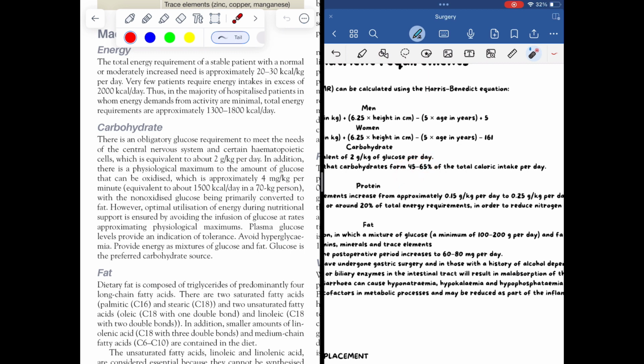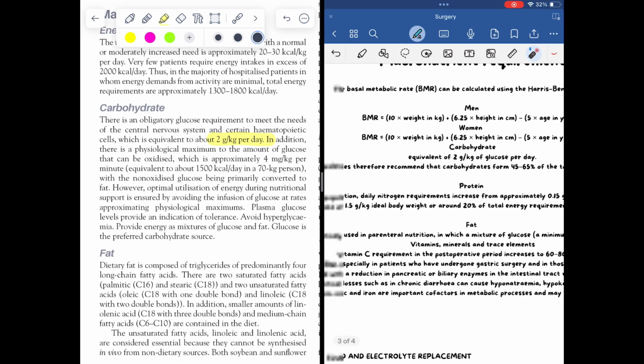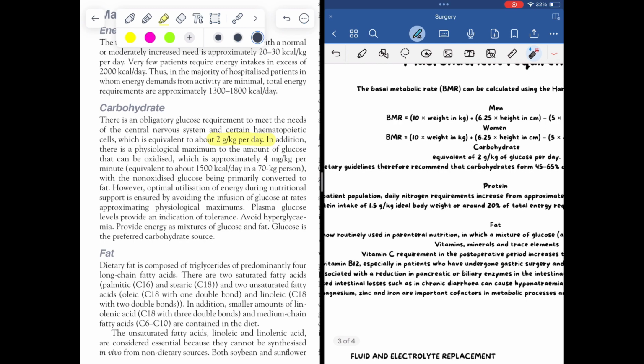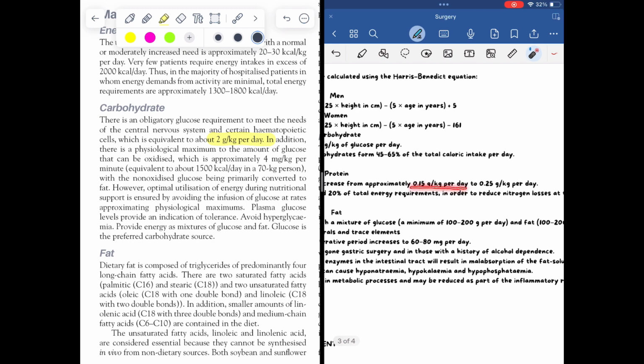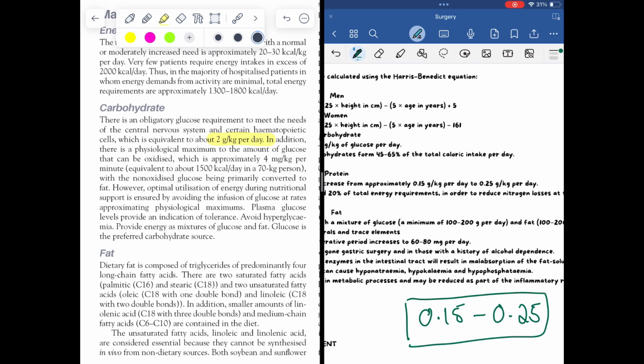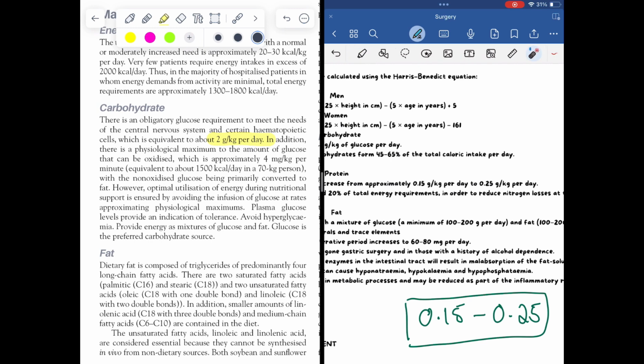In the textbook it is written that the obligatory glucose requirement to meet the needs of the central nervous system and certain hematopoietic cells is equivalent to about 2 gram per kg per day. That is around 45 to 65% of the total caloric intake. About the protein, the daily nitrogen requirement in an ill patient increases from 0.15 gram per kg per day to 0.25 gram per kg per day. This is like 1.5 gram per kg of protein, and it is around 20% of the total energy requirements. This is in order to reduce the nitrogen losses at the time of illness.